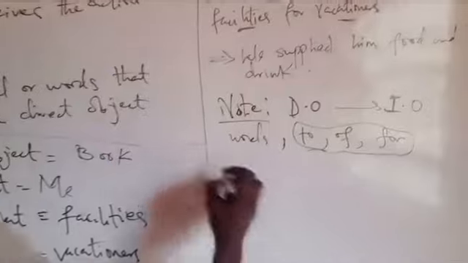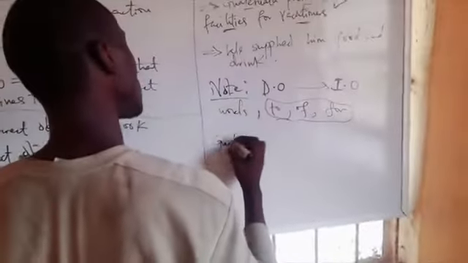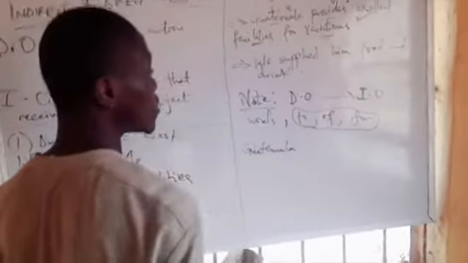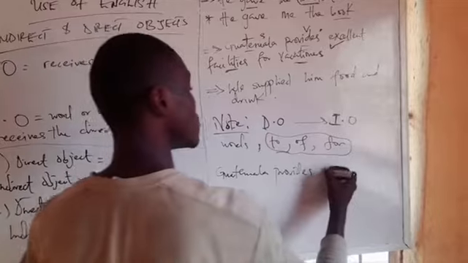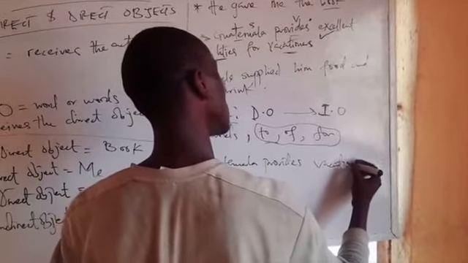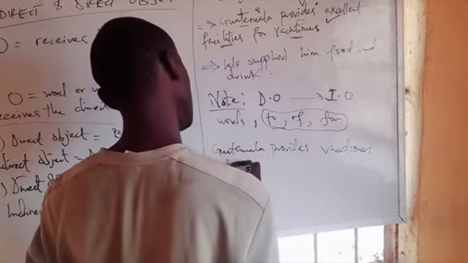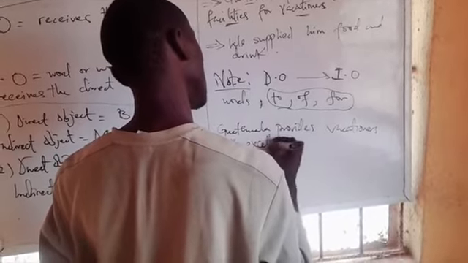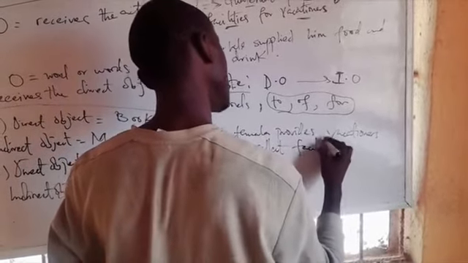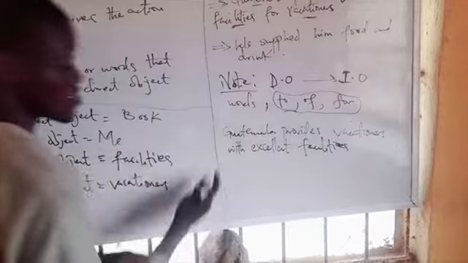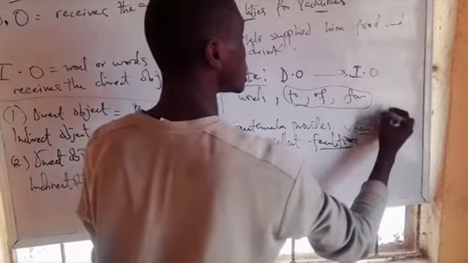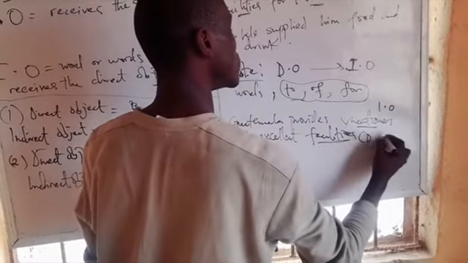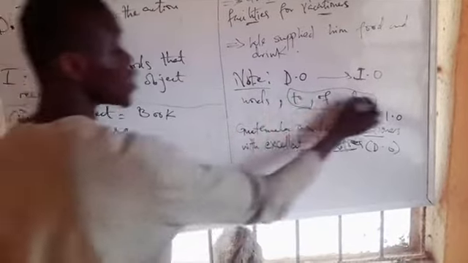Now, note that this sentence can be rephrased as: Guatemala provides vacationers with excellent facilities. Now, you can see that this way the indirect object is preceding the what? Direct object. IO, this is what? DO. So we are lacking any of these three words.